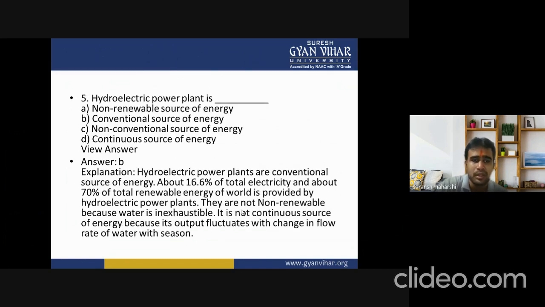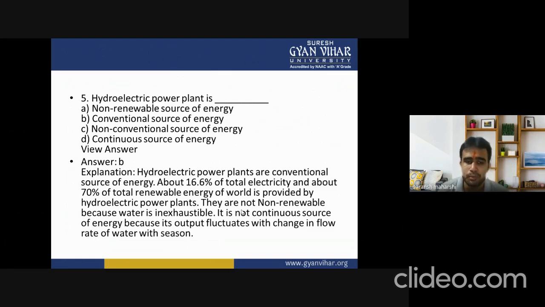Hydroelectric power plant is option A, non-renewable source of energy, option B, conventional source of energy, option C, non-conventional source of energy, option D, continuous source of energy. So the correct answer is option B, conventional source of energy, because hydroelectric power plants are conventional sources of energy.